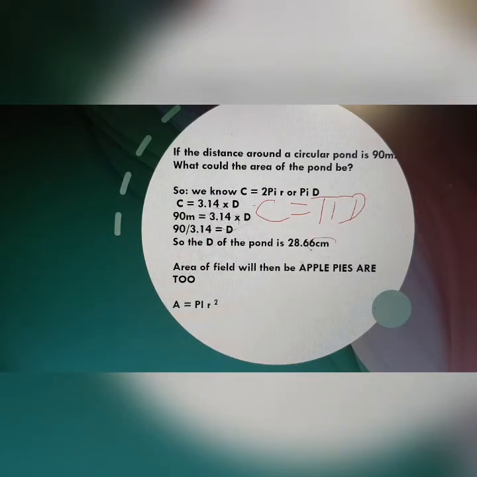So this is definitely meters because we were given the distance around the circular pond in meters. So this should have been 28.66 meters. All right, so that's what that is. Make sure you remember that.